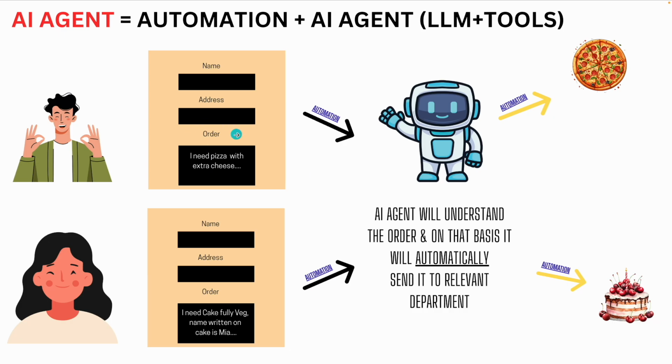When the order was placed through the automation, the AI agent received the order, and automatically after understanding, because it has a brain, and remember it has tools, hands and legs, it will automatically send it to a particular department. So everything is automated.